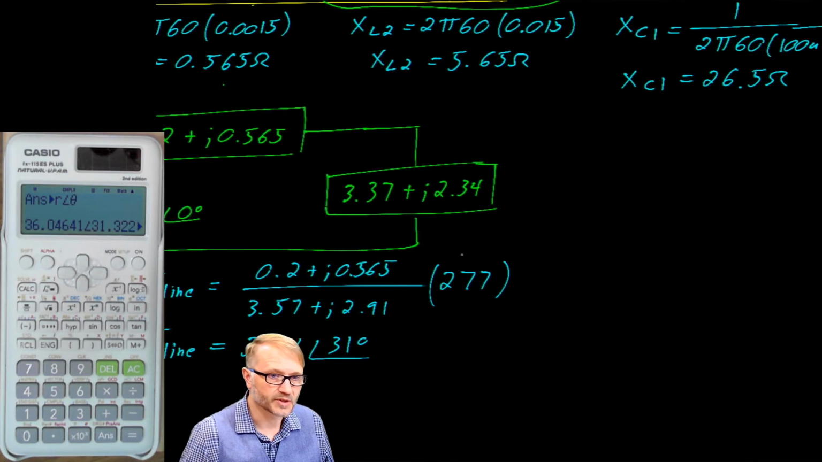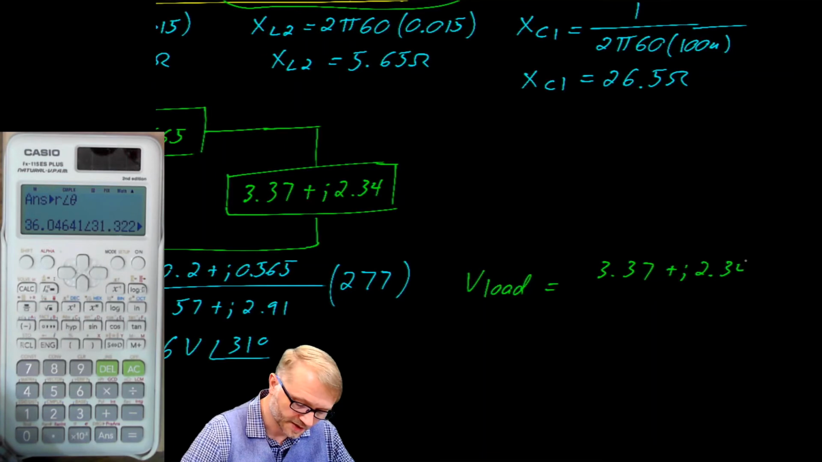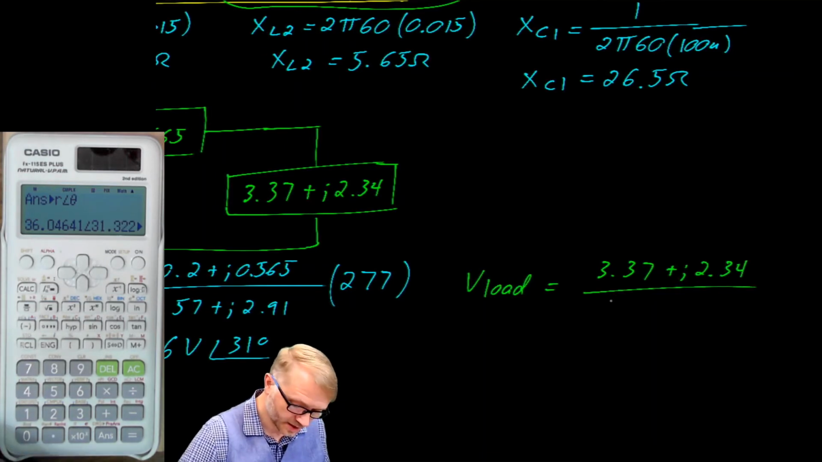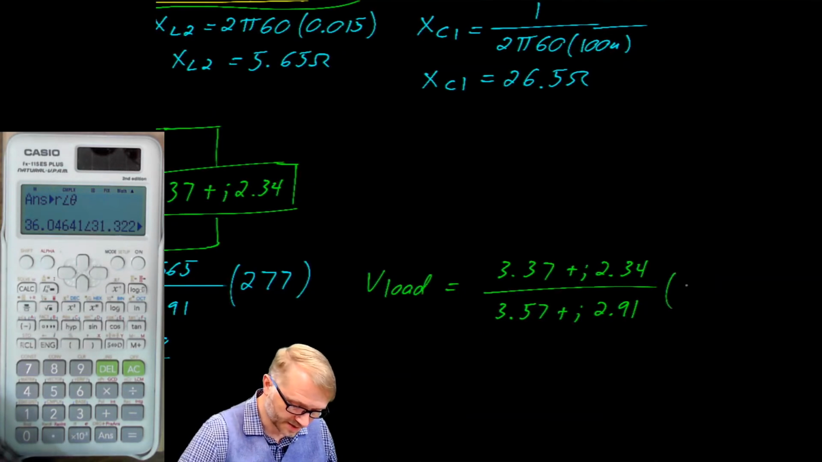We then use a similar technique for the load voltage. So that's (3.37 + j2.34) over (3.57 + j2.91), all multiplied by 277.